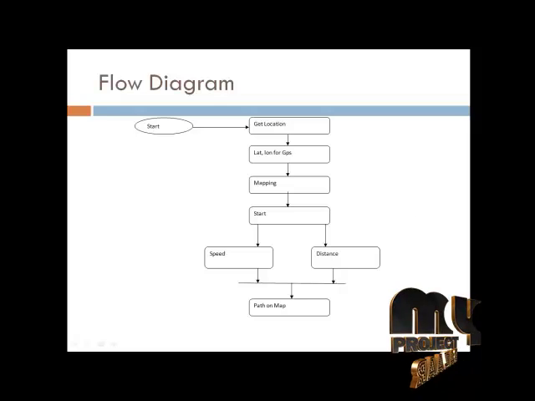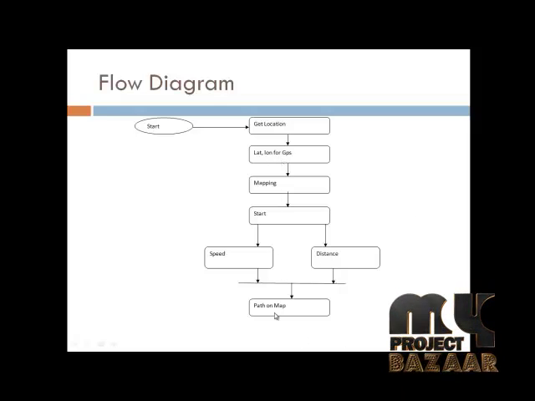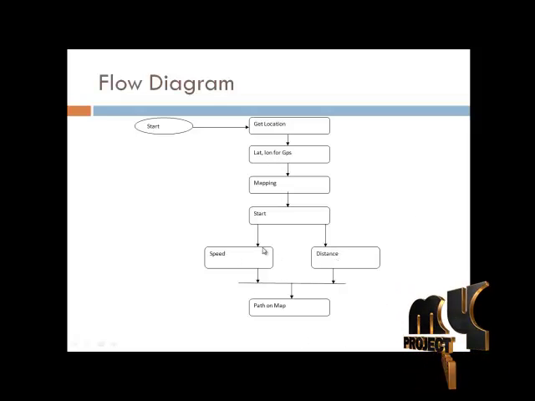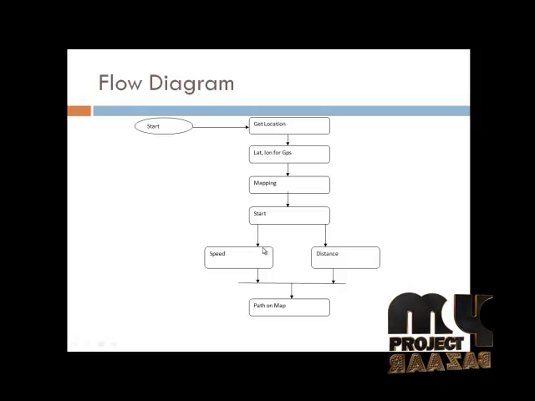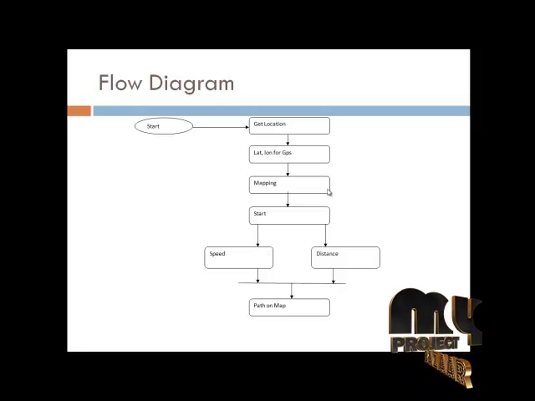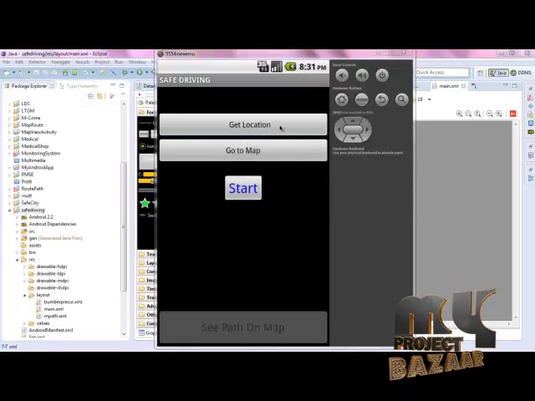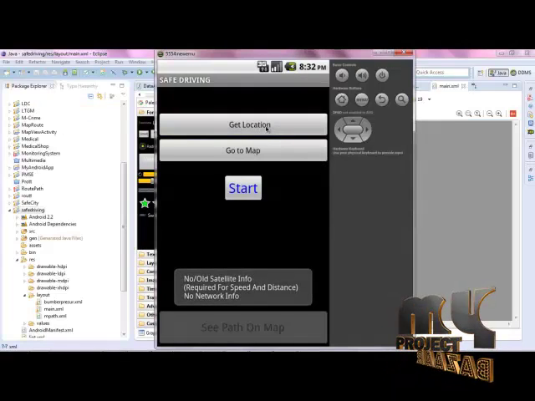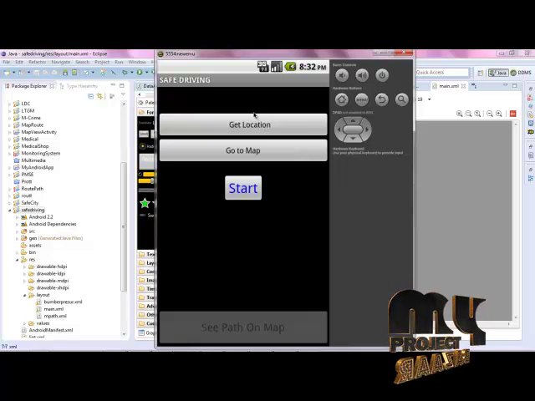So safe driving tells the mapping the current location on the path, and the speed and destination distance, using the accelerometer sensors we have in the GPS application. First of all, we get the location. Click the locations. The GPS is enabled for the location.